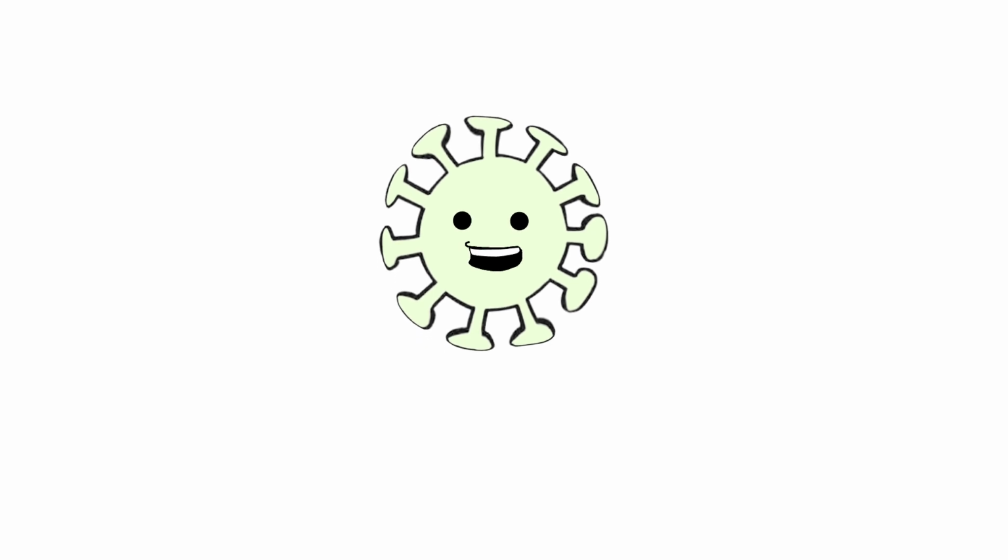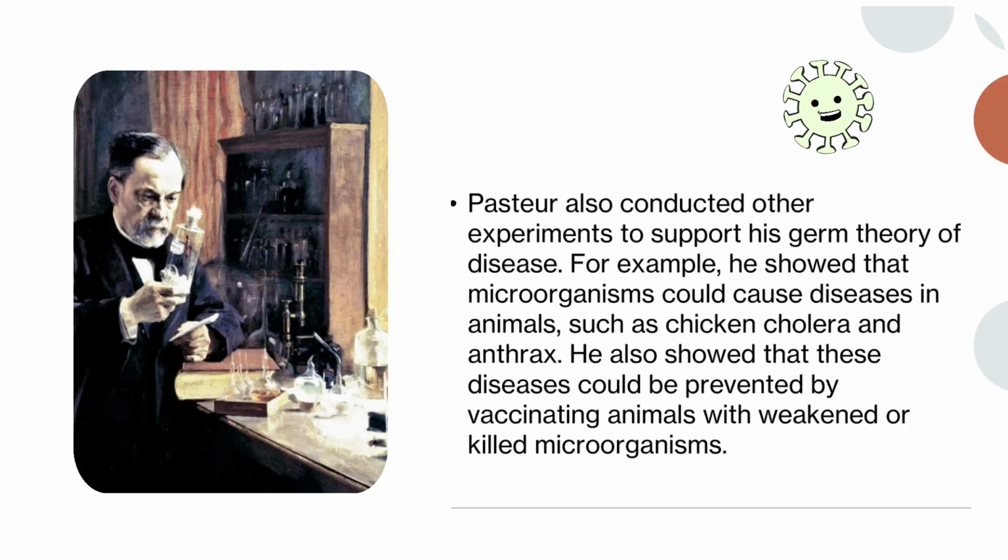Anyway, let's continue. Pasteur also conducted other experiments to support his germ theory of disease. For example, he showed that microorganisms could cause diseases in animals, such as chicken cholera and anthrax. He also showed that these diseases could be prevented by vaccinating animals with weakened or killed microorganisms.